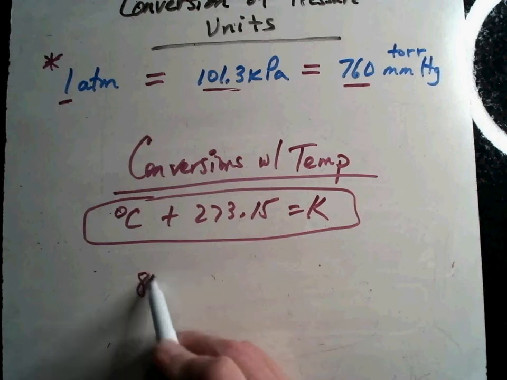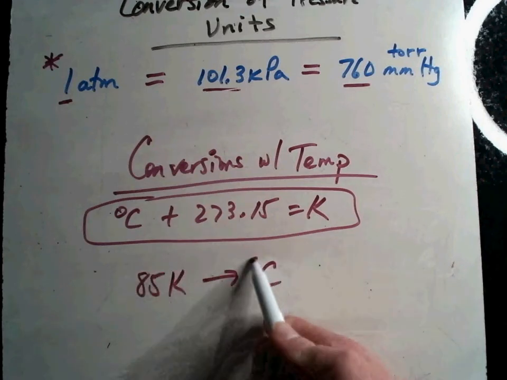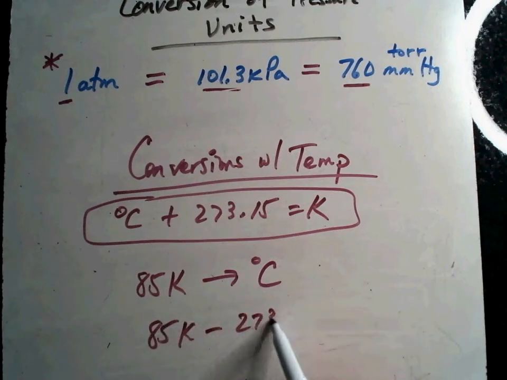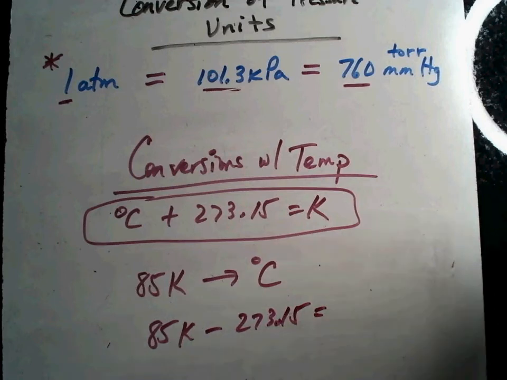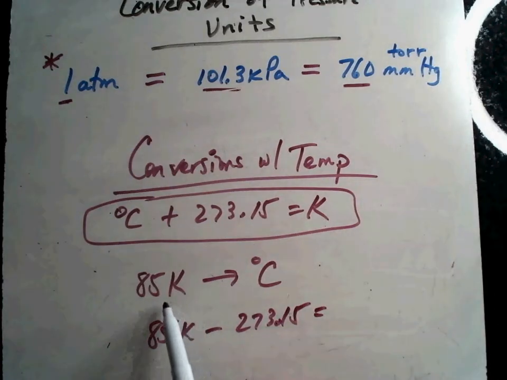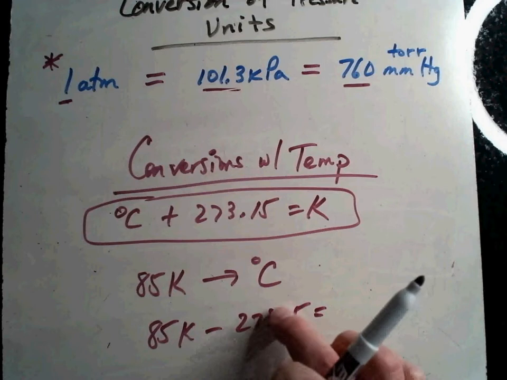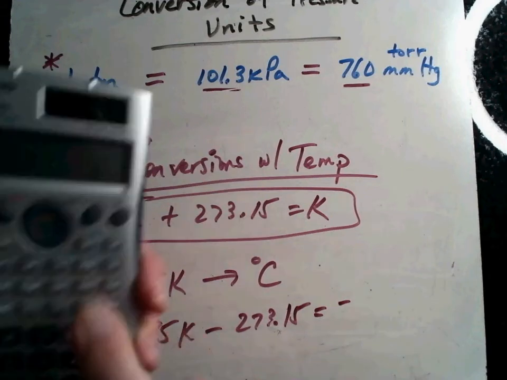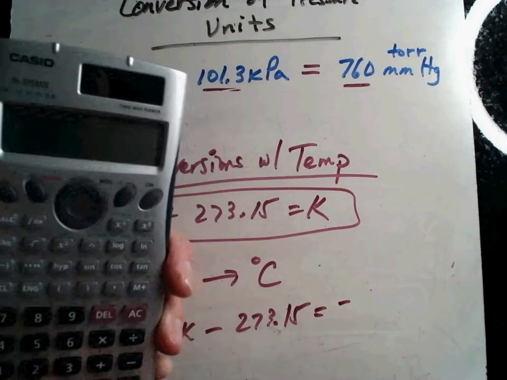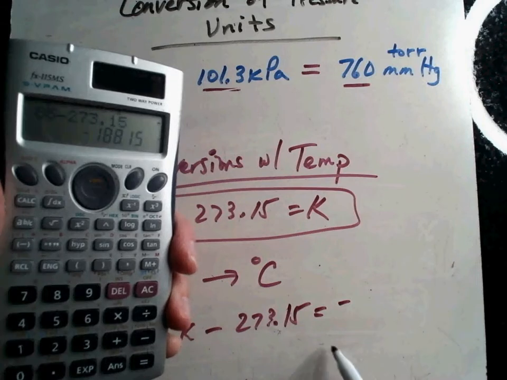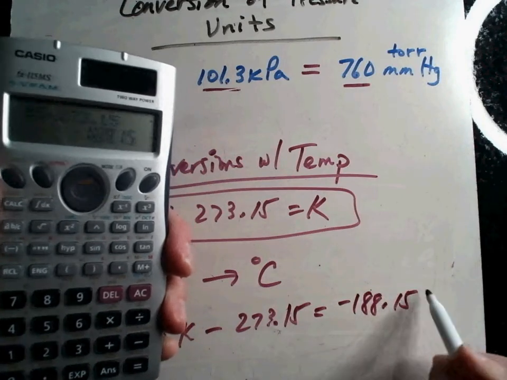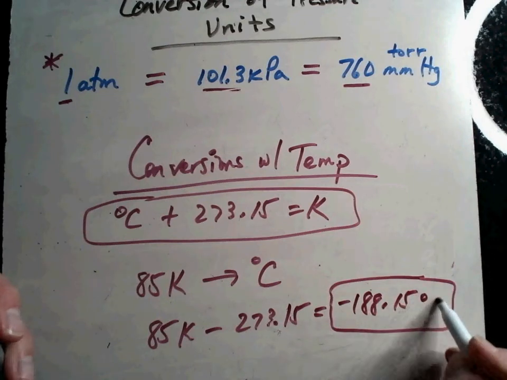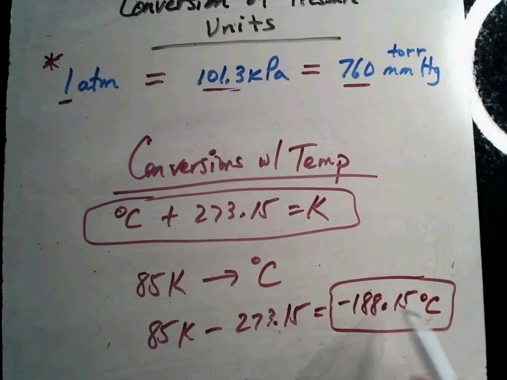Now, the reverse is also true. If you have a Kelvin number, so let's say you have 85 Kelvin and you need that in Celsius, what do you think you do? 85 Kelvin minus 273.15. Notice, this is going to be a negative answer. So the question you have to get straight in your brain is, can I have negative Celsius? The answer is yes. So watch. 85 minus 273.15 equals negative 188.15. Oops, excuse me, not Kelvin, degrees Celsius.